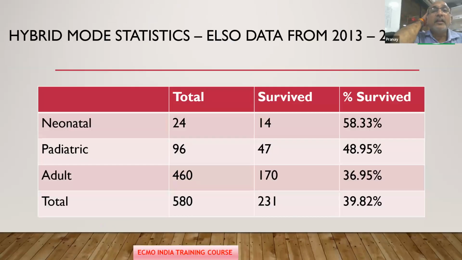So these are the data from the ELSO registry from 2013 to 2018, where the total number of patients who required hybrid ECMO is 580 patients, and the survival was around 40% overall. But if you see, the survival was better in neonatal ECMO and pediatric ECMO as compared to adult ECMO.